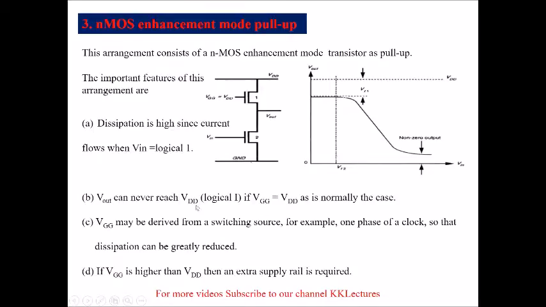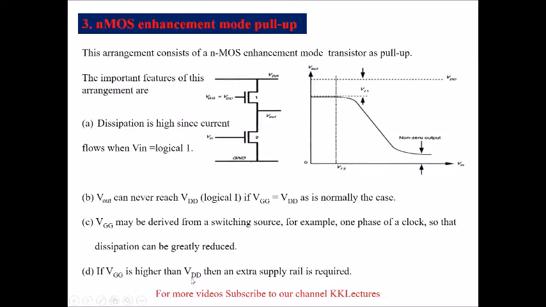So Vout never reaches VDD at logic 1 if VGG is equal to VDD, as is the normal case. Why does it not reach the maximum value? Because some of the voltage is used to form the channel. VGG may be derived from a switching source, for example one phase of the clock, so that the dissipation can be greatly reduced. If you derive it from a switching source, we can greatly reduce the dissipation.